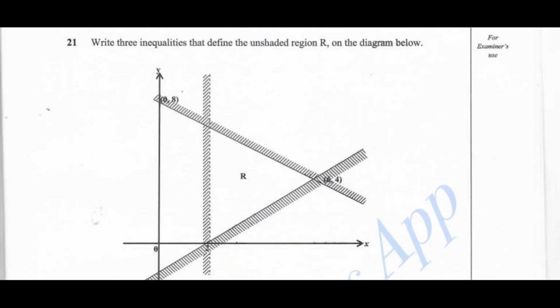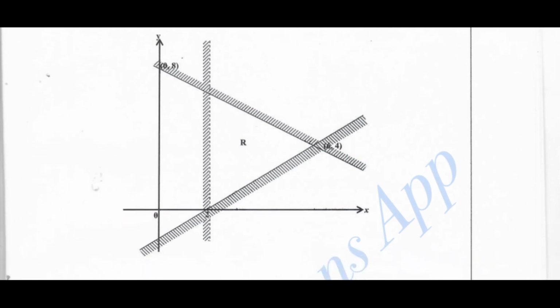So write 3 inequalities that define the unshaded region on the diagram below. So we'll begin with this. We'll say this is our inequality number 1, then this will be our number 2, our number 3. Remember, you can begin with any. It's okay.